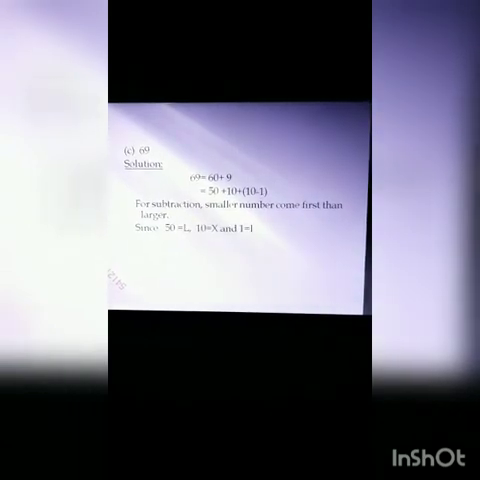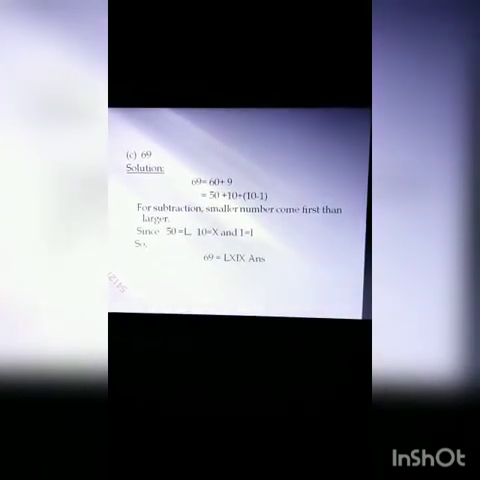Next is 69. Firstly we split 60 plus 9. That is 50 plus 10. For 9 we'll write 10 minus 1. Minus 1 means 1 should be subtracted from 10. That means I should be subtracted from X. For subtraction, the smaller number comes first before the larger one. 50 is L, 10 is X, I is equal to 1. 69 will become L, X, I, X.